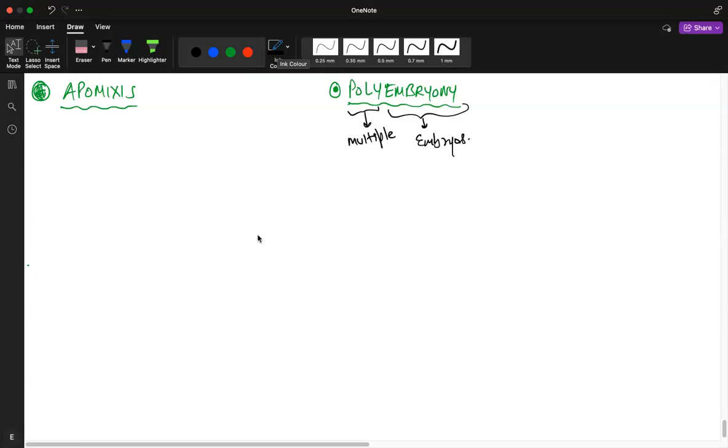So the Asteraceae family, I'm writing it here, Asteraceae family and the grass family. These two have evolved a special mechanism. Write down: these plants have evolved a special mechanism to produce seeds without fertilization.